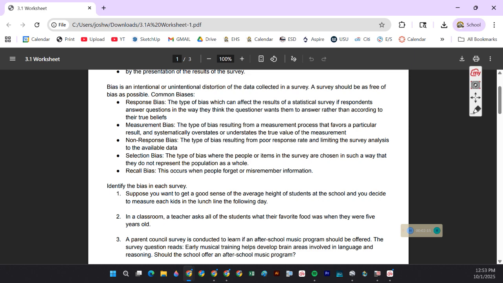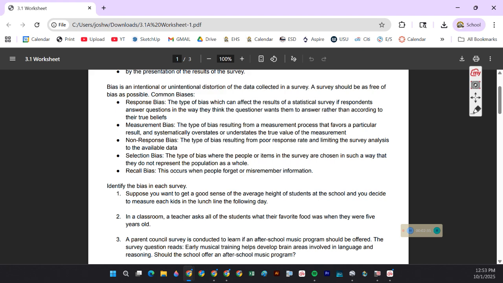So this says the type of bias which can affect the results of a statistical survey if respondents answer questions in the way they think the questionnaire wants them to answer rather than according to their true beliefs. Or any other way that the response is affected by the person asking the questions.